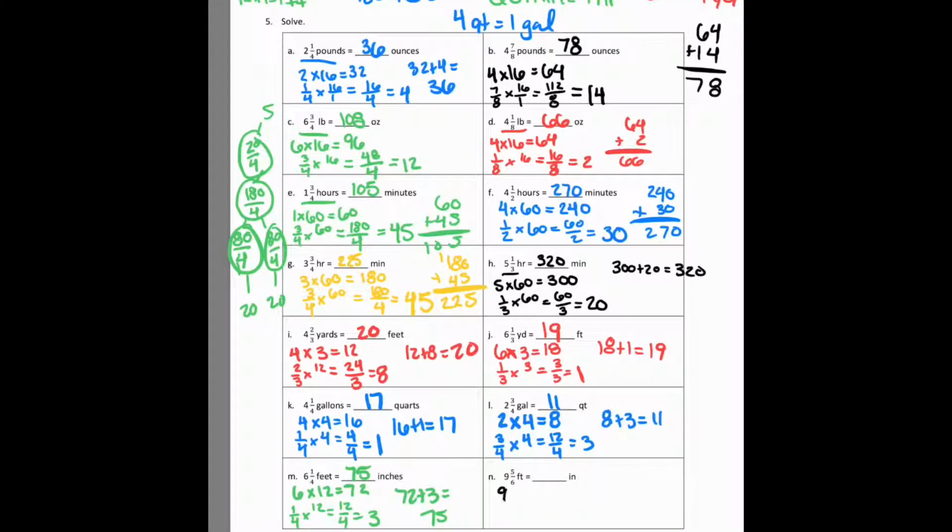All right, let's look at N. I'm going to say 9 times 12 because again it's feet to inches, and 9 times 12 will give me 108 inches. And then we have 5/6 feet times 12, which will give me 60/6, which when I pull out all the wholes would be 10 wholes. So 108 plus 10 will give me 118 inches.